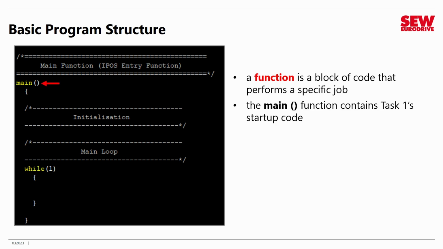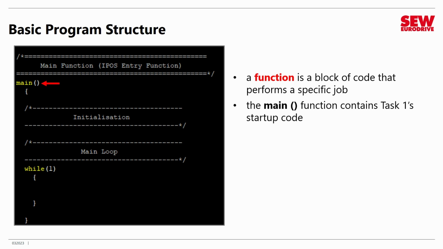The main function contains task 1's startup code. Remember, we said you can have up to 3 tasks running in the MotiveDrive B at once, and task 1 is the only one that you must have. Well, main is the part of the program that executes when task 1 starts. So you can see it right there. It's got an empty set of parentheses after it. Most functions do. We'll explain why at another time, but just be aware right now this is your startup code.